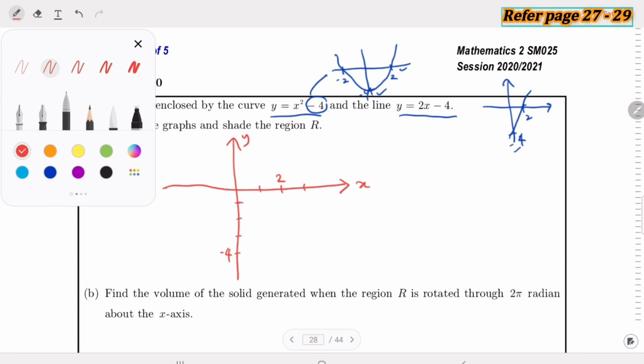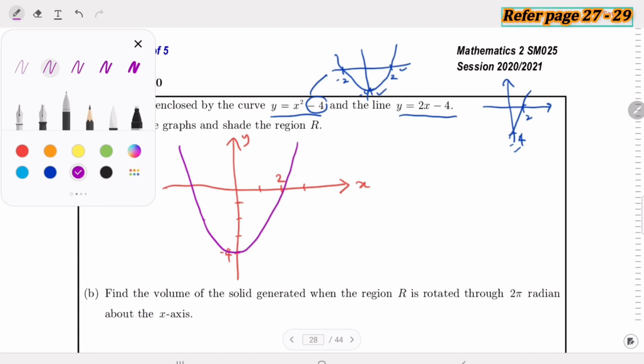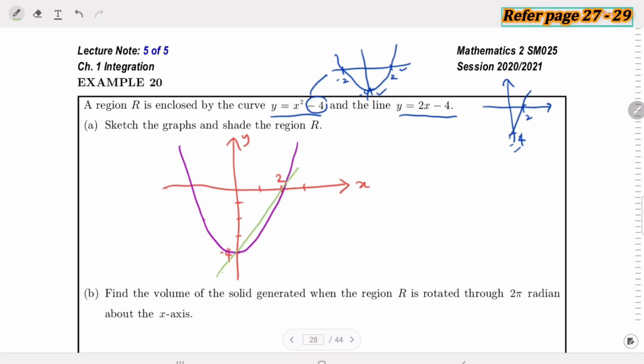For the first graph, the quadratic, we are going to use the purple color, and for the other function, the linear, I choose the green one, through -4 and 2. The region is quite small, so that is the region between these two curves, and I have already shaded it. If you can make it bigger, then make it bigger, because we are only focusing on this part. We have done sketching the graph, so let's look at the next question.